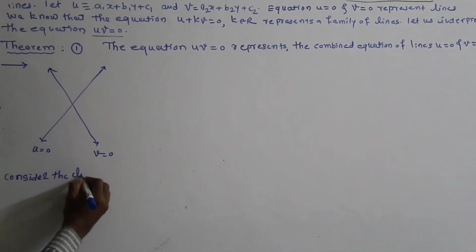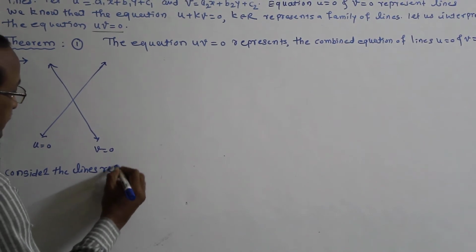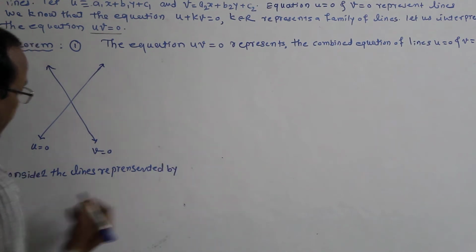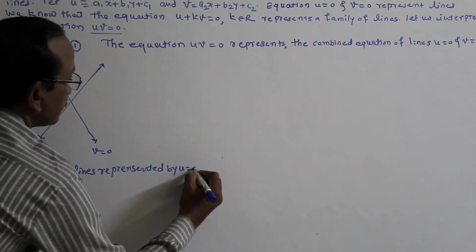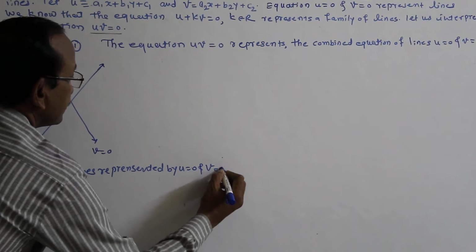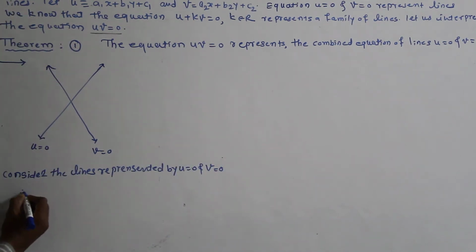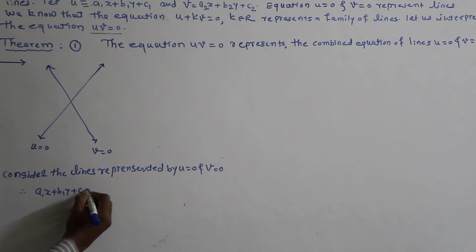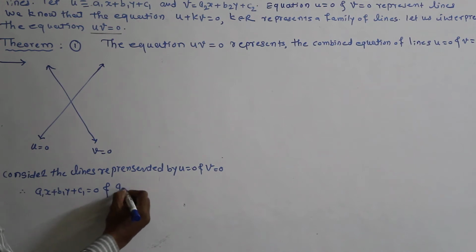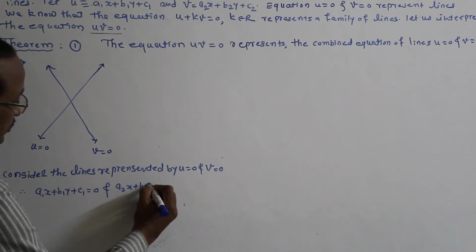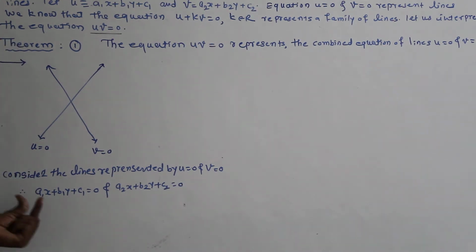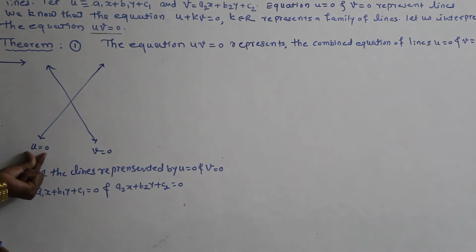Now consider the lines represented by u equals 0 and v equals 0. Therefore a1x plus b1y plus c1 equals 0 and a2x plus b2y plus c2 equals 0. So these are the two equations of the lines u equals 0 and v equals 0.